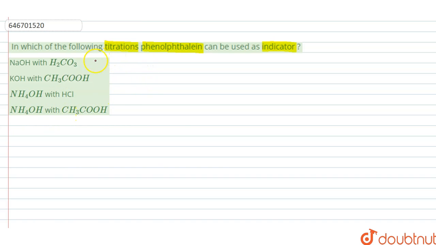So in the question we are given some acid-base titrations and we have been asked where phenolphthalein can be used as indicator. So when acid-base titration reactions occur, an acid reacts with a base to give you salt and water. Means a neutralization reaction takes place.